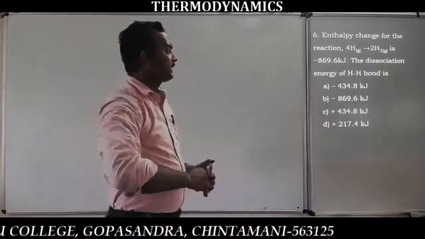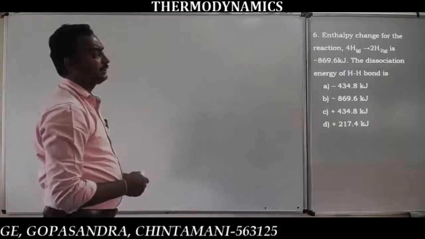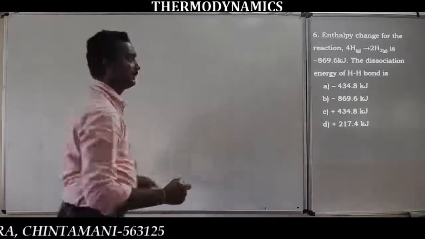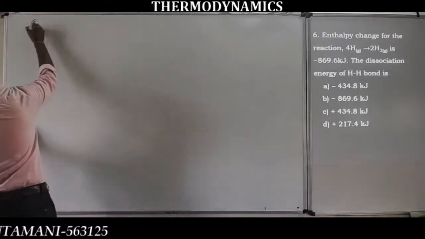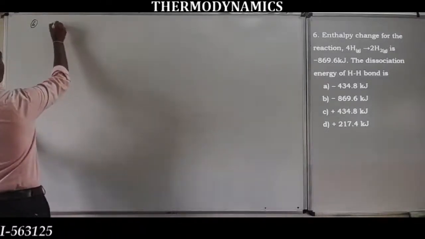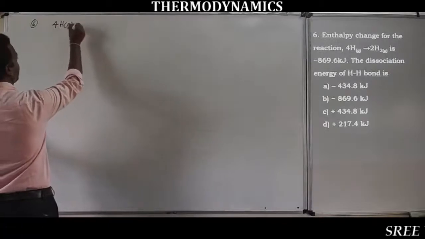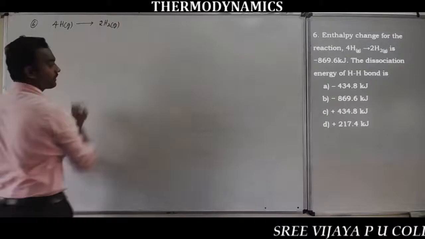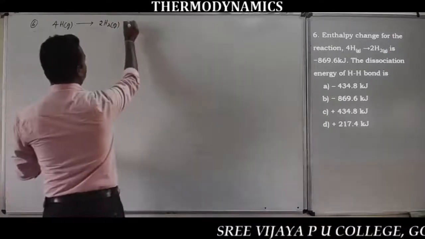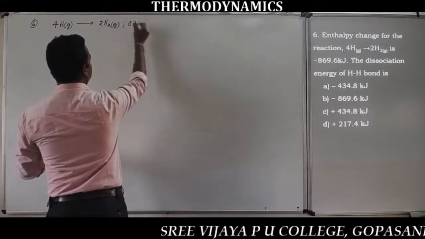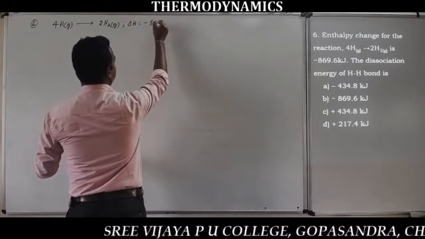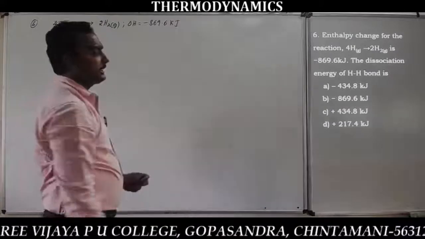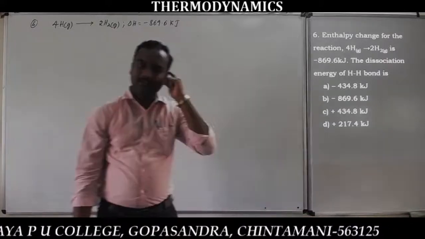Enthalpy change for the reaction 4H gaseous into 2H2 is minus 869.6 kilojoule, they have said. So in the sixth question, what is the equation? 4 hydrogen atoms, gaseous atom, is converted into 2 hydrogen molecules, gaseous. So here for this enthalpy change, delta H is equal to minus 869.6 kilojoule. The dissociation energy of H-H bond is asked.